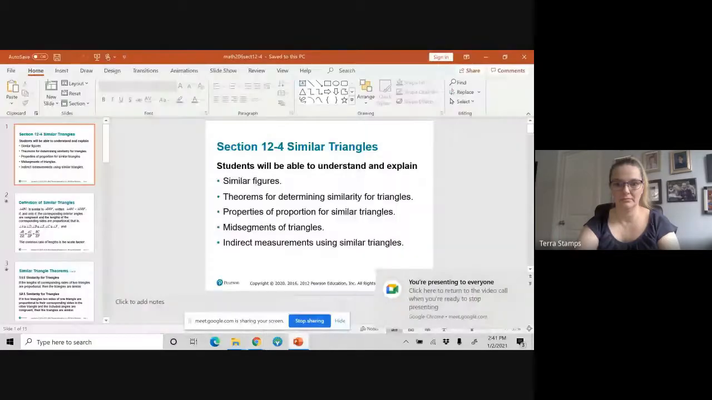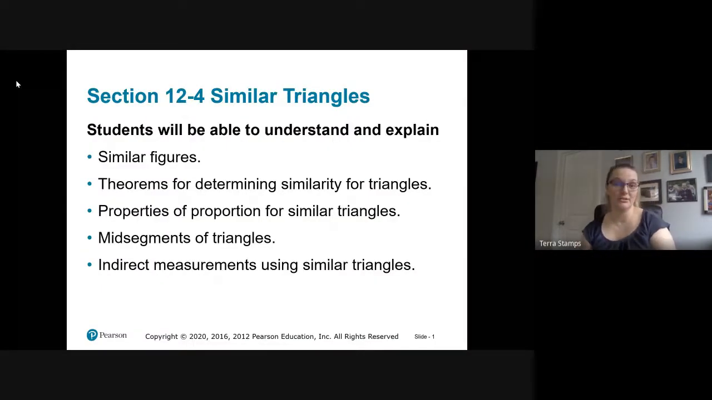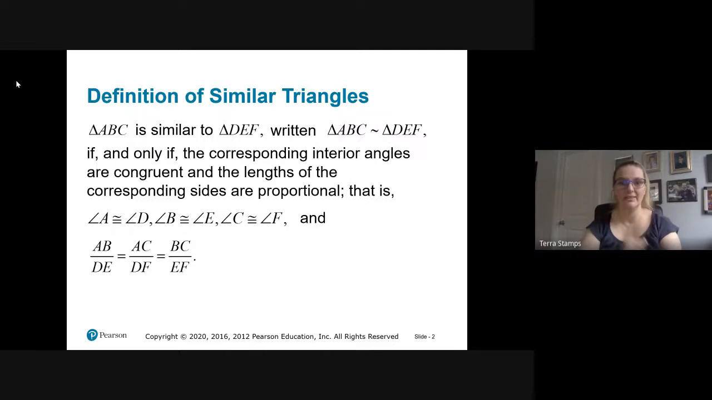Hi again. This is going to be the end of chapter 12. This is section 4. This section is on similar triangles. Now, we talked about congruence already. So now we're going to get into similar stuff. We have some theorems for determining the similarity of triangles, some properties and proportions, stuff like that.